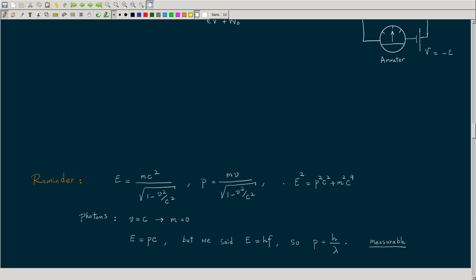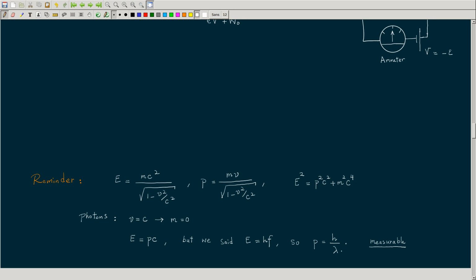And if you use this formula, which is generally true for massive or massless particles, E squared equals p squared c squared plus m squared c to the 4th, then you put the mass equal to 0. For massless particles, you get energy is p times c. The momentum times the speed of light is the energy for a photon. But we know that the energy for a photon is Planck's constant h times frequency f. So what you get is the momentum, which is h over lambda. You can actually measure this and see that this is true for any photon.